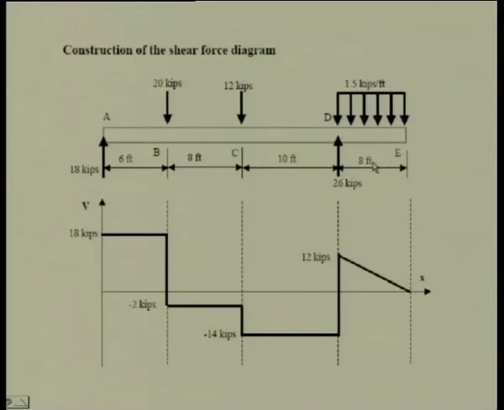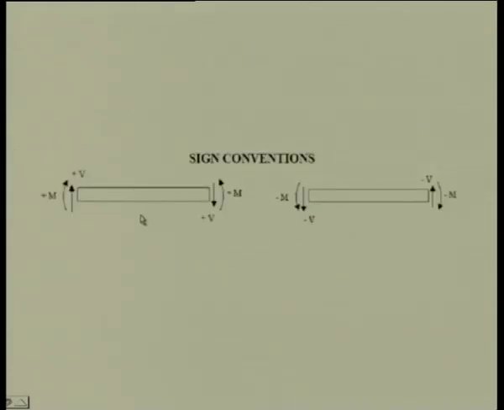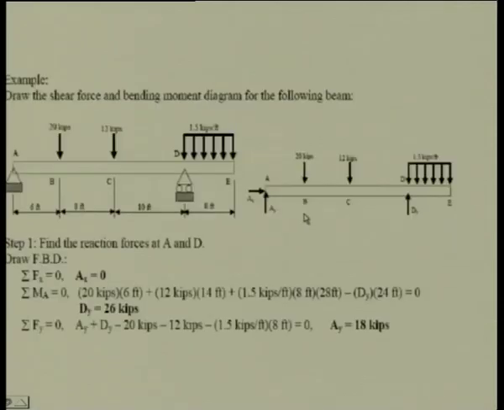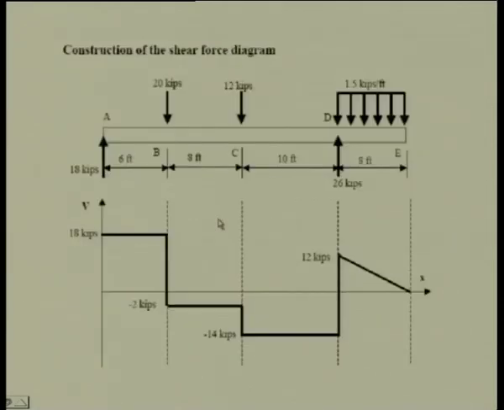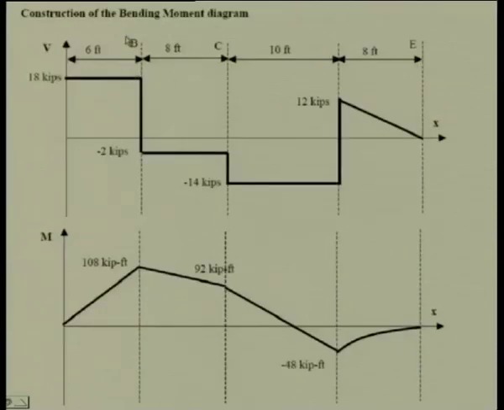Then this sign convention you can look for shear force. If you are taking the moment about some point in between, this is plus V, this is plus V, this is minus V, this anyway is not important right now for this ship problem. Then we come to the bending moment diagram. This is the next concept we are dealing with.